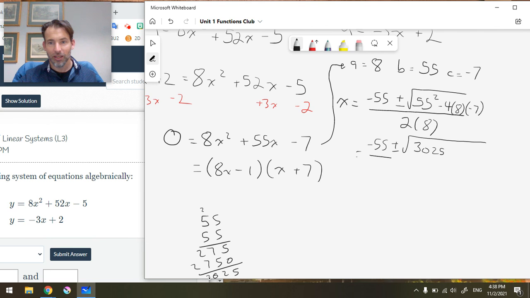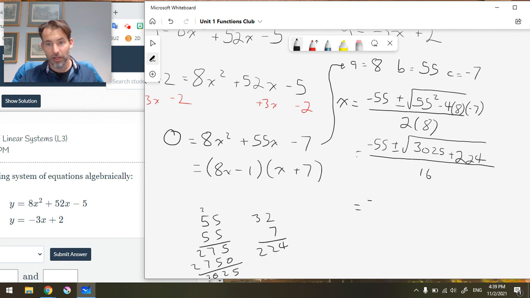3025 minus 4 times 8 times negative 7. Wait, this is going to be plus because it's minus times a minus. So 4 times 8 is 32. 32 times 7, my mental fatigue is high when I need to do 32 times 7 longhand here. That's 224. Plus 224, all divided by 16.